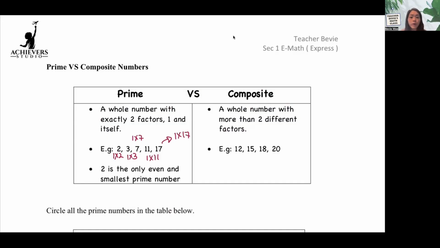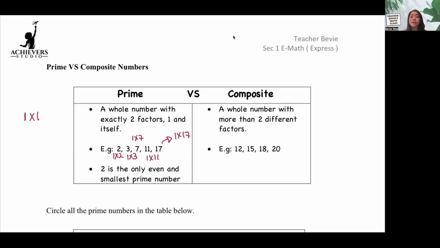So 2 is actually the only even prime number, and it is the smallest prime number. Okay, so it means that the number 1 itself is not prime and not composite, because 1 is just 1 times 1, which makes it have only one factor. So 1 is just an integer. It's not prime and not composite.